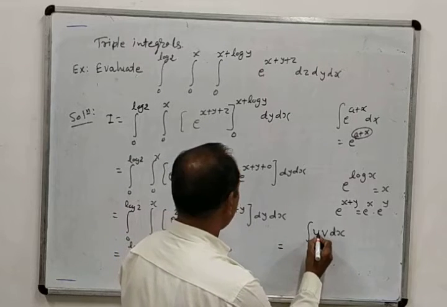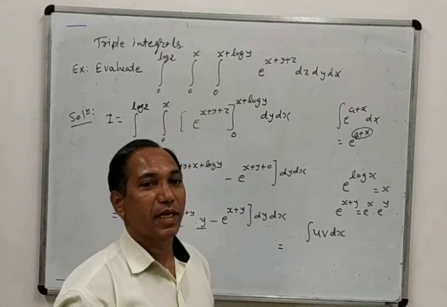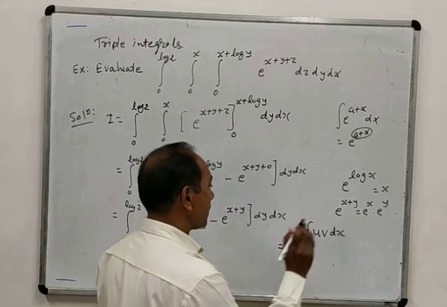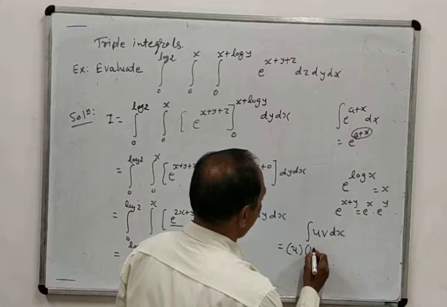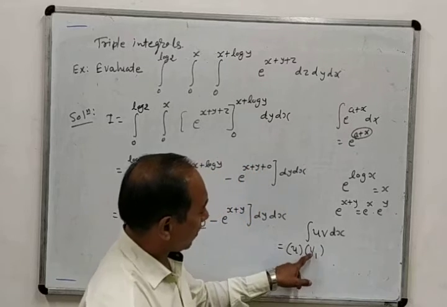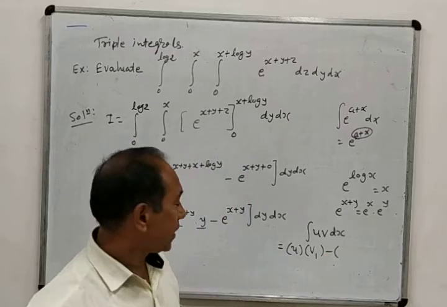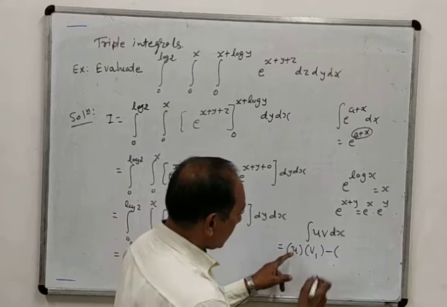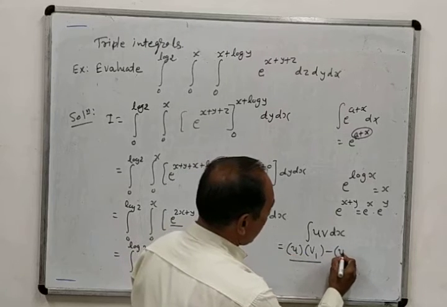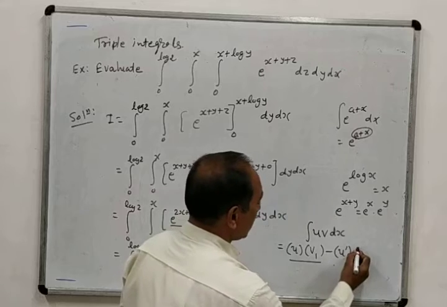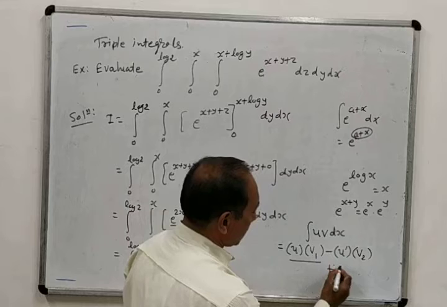When u is some function of x, that means an algebraic function of x, that means x or x square or x cube like this, and v is any function, then keep u as it is, and find out the integration of v. That means v1 is the integration of v. Then write down minus. So within one step we can do the integration. Then in the next step, look only at this part. Find out the derivative of the first bracket and the integration of the second bracket. Then write down plus, plus minus plus.